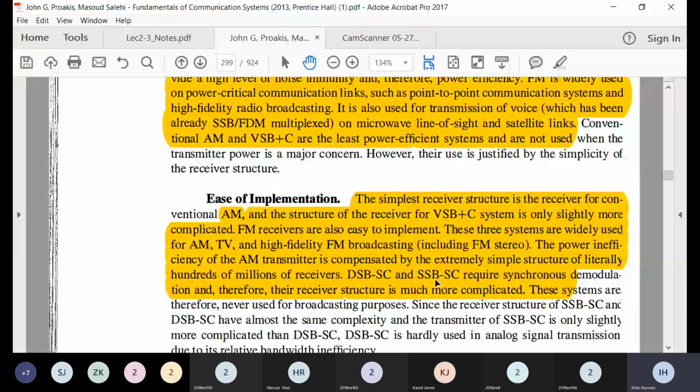By a phase lock loop, or you have to have an oscillator, or you might send a pilot signal, so that will increase the cost of the receiver structure. It will become more complicated or more expensive.